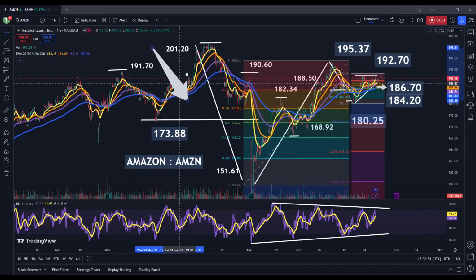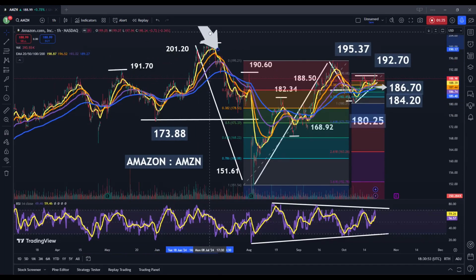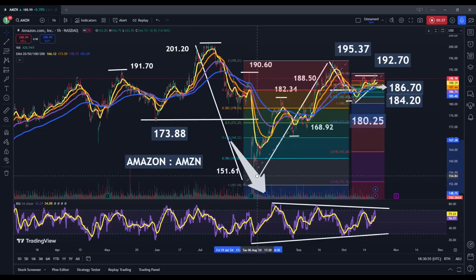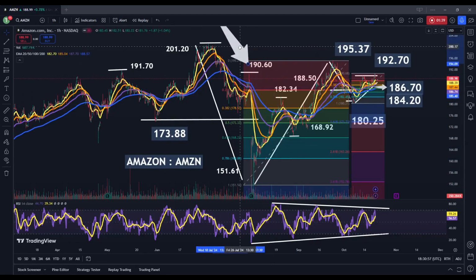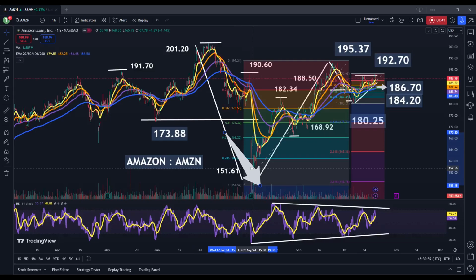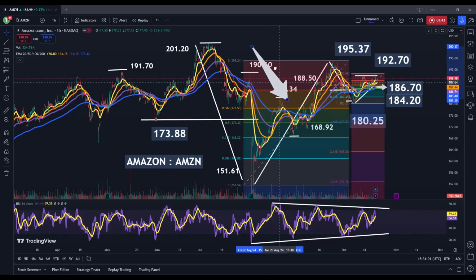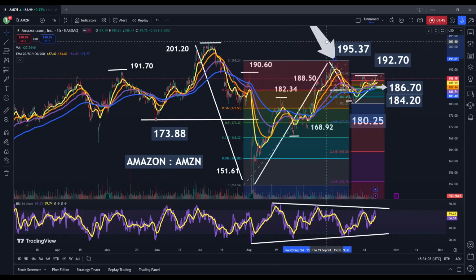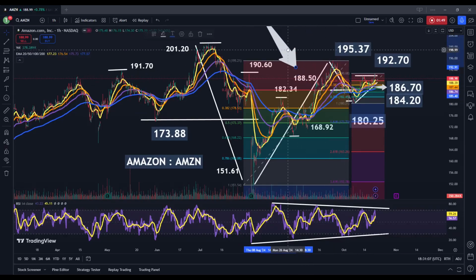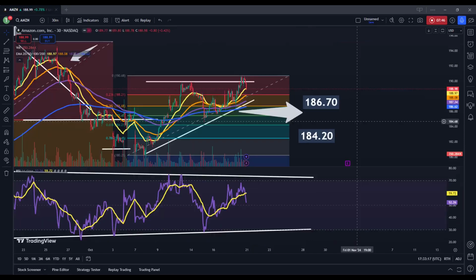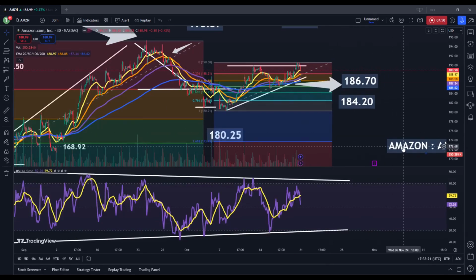We can see an example here, 191. We dropped to 173. We do rally into 201, but then we drop all the way to 150. We fail here at 190, moving significantly lower. This 195 area is a bit of a resistance zone as well. It's happened many times in the past. So here's the current market update for Amazon.com, stock ticker AMZN.